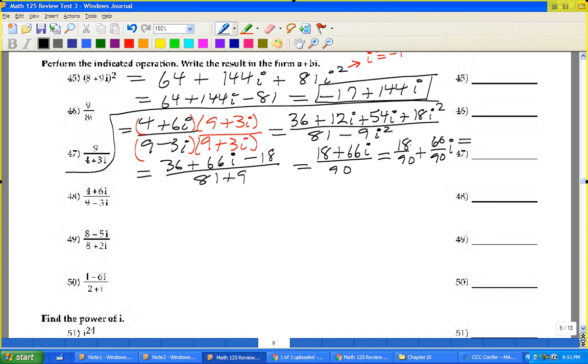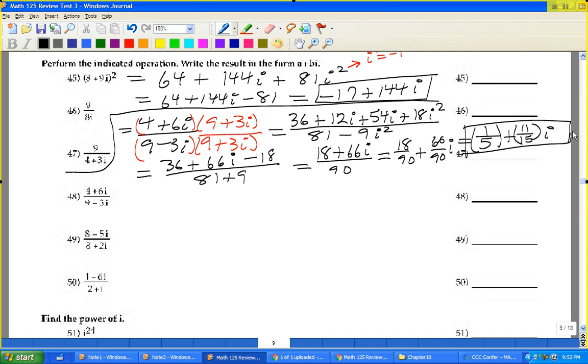But I can divide both 18 and 90 by 18. So this is equal to 1 over 5. Plus, I can divide both 66 and 90 by 6. So I get 11 over 15 i. And that's your answer.